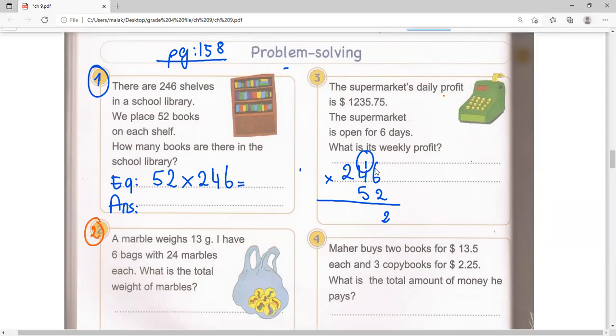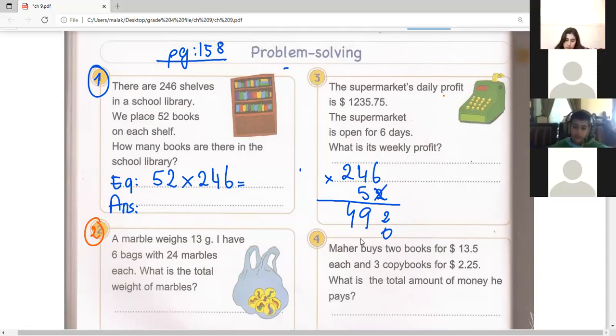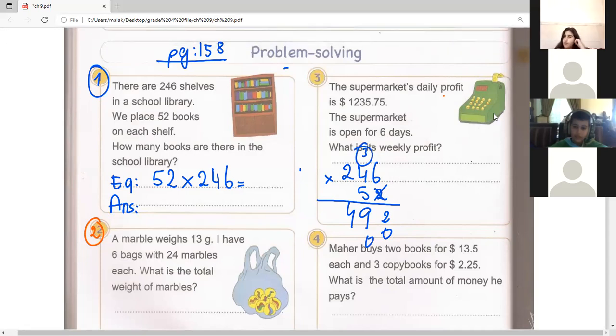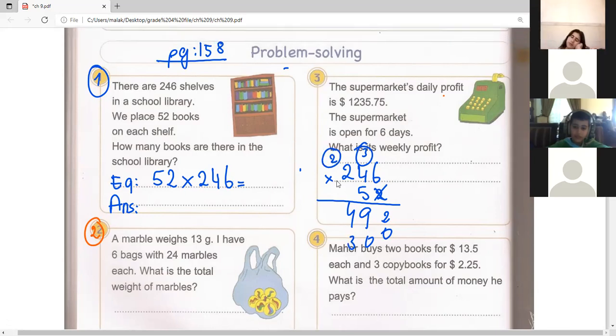2 times 4, 8. 8 plus 1, 9. 2 times 2, 4. We start a new line with zero. 5 times 6, 30. 5 times 4, 20. 20 plus 3, 23. 3 down, we carry 2 up. 5 times 2, 10.